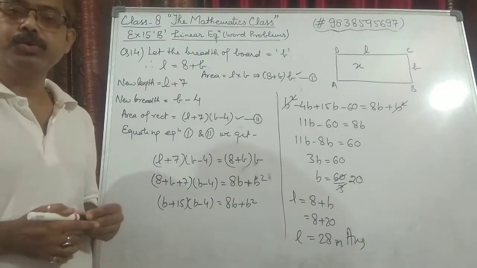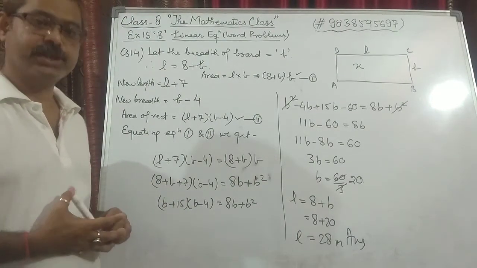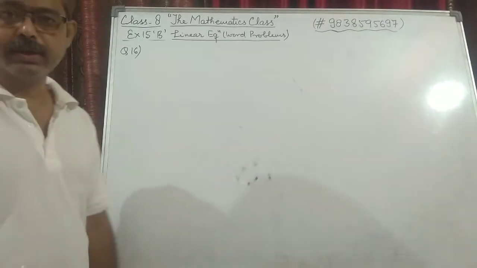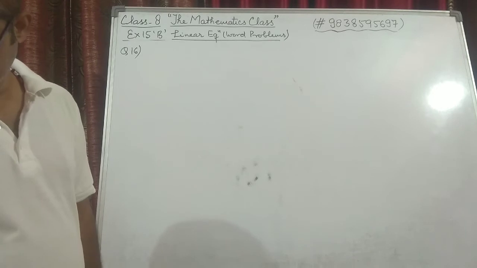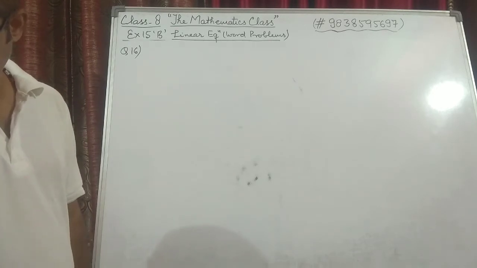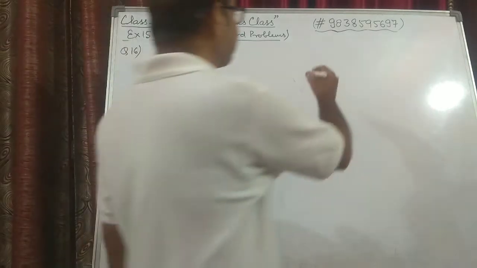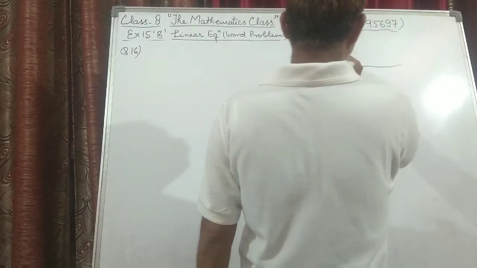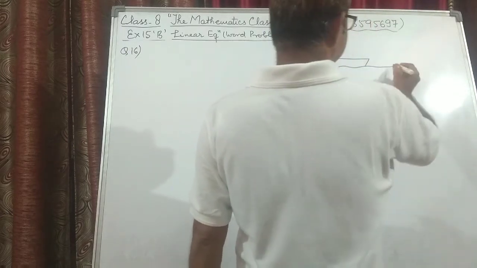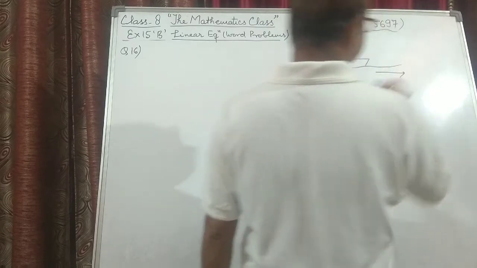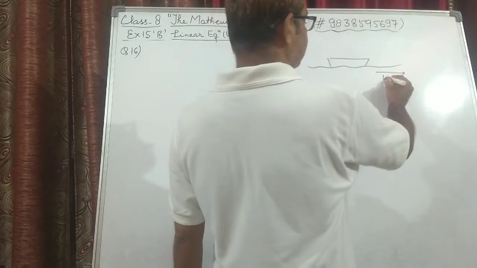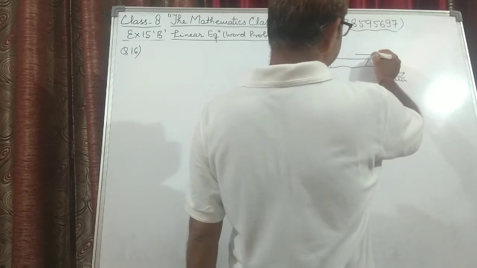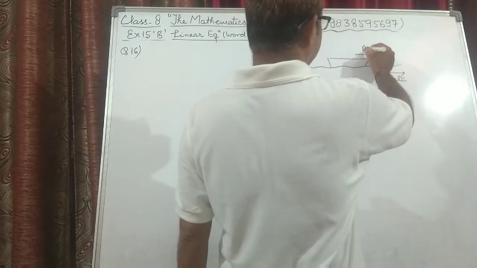Now we move on to question number 16. Next I am taking question number 16. So I'll read out the question. A boat takes 9 hours to travel a distance upstream. Now what is the meaning of upstream and downstream? Suppose this is the direction of water and this is the direction of the boat.